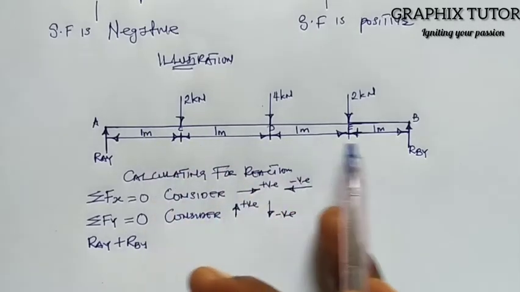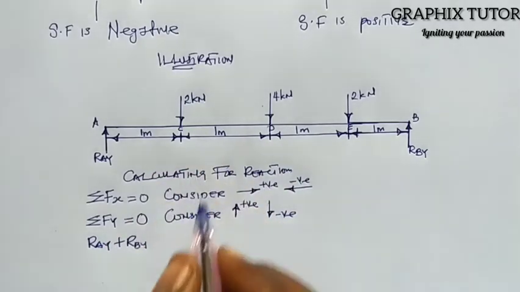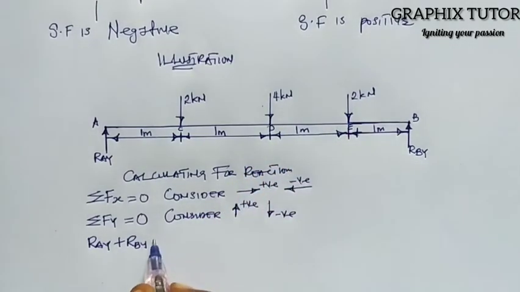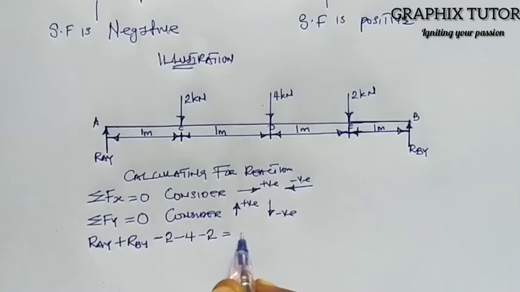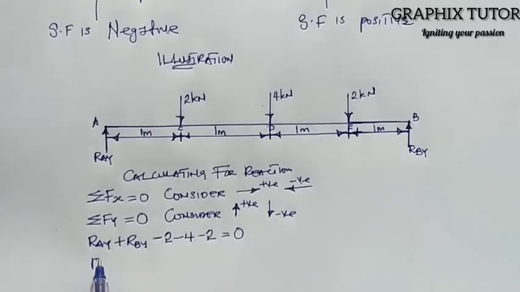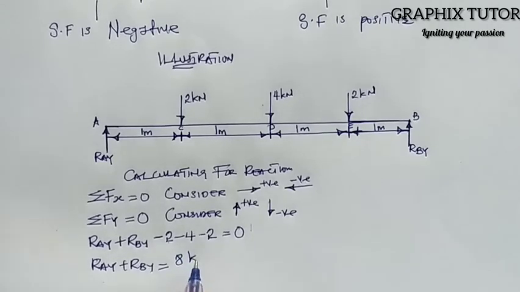All these numbers you see are the distances between each force. Now, minus, because these forces here are facing down, so it will be minus 2, minus 4, minus 2 equals 0. So, now, RAY plus RBY, minus 2 minus 4 minus 2 gives me minus 8. Now when I take it to the other side, it becomes a positive 8. So it's equal to 8 kilonewton.